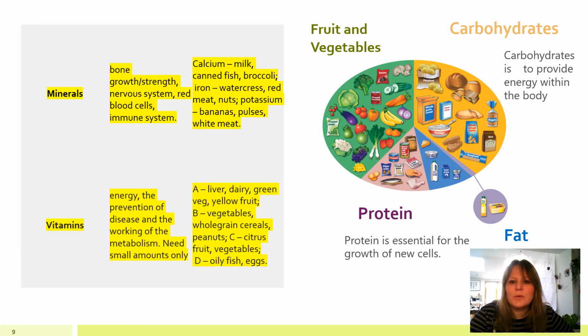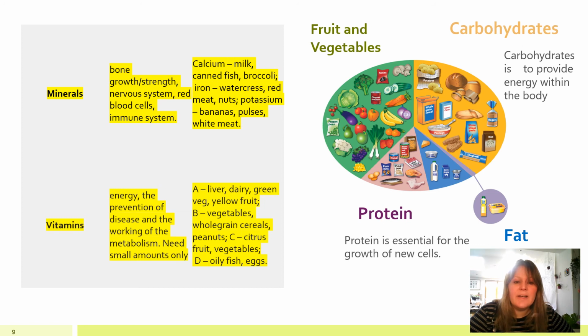A healthy consumption must contain all nutrients, not just the macronutrients, but also the micronutrients, which are vitamins and minerals. Minerals help with bone growth, strength, nervous system, the growth of red blood cells and our immune system. And we can get minerals through calcium, which can be gained through milk, canned fish, broccoli, iron, watercress, red meat, nuts and potassium, and also through bananas, pulses and white meat.